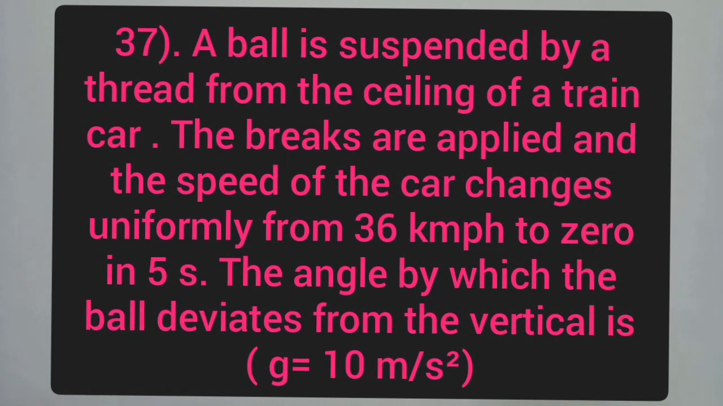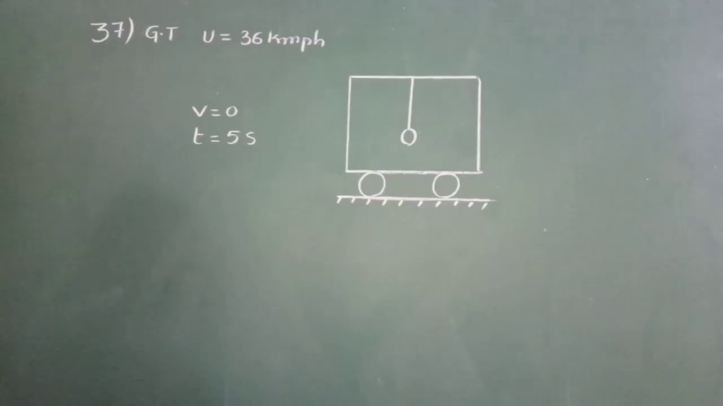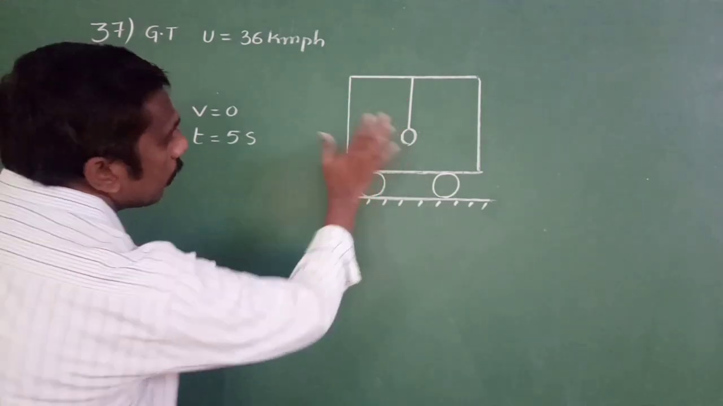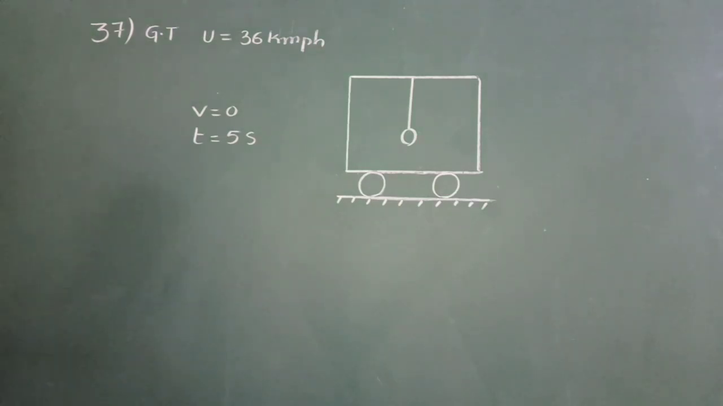37th problem. A ball is suspended by a thread from the ceiling of a train car. The brakes are applied and the speed of the car changes uniformly from 36 km per hour to 0 in 5 seconds. The angle by which the ball deviates from the vertical is, g is equal to 10 meter per second square. According to the problem, a ball is suspended by a thread from the ceiling of a train car, suspended like this. This car is initially going with a speed of 36 kilometers per hour. By the application of brakes, it comes to rest after 5 seconds.